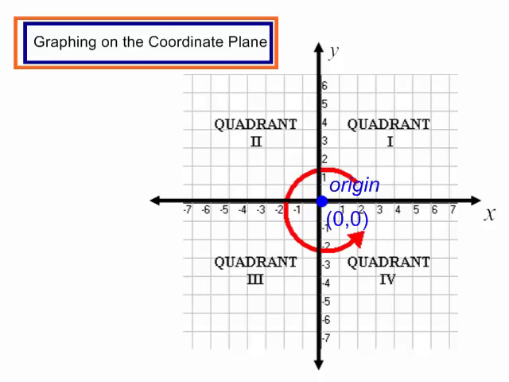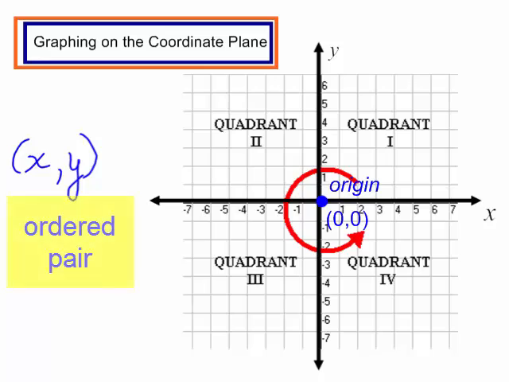Whenever you plot a point, you always begin at the origin, and the first coordinate is the x. And if the x is positive, you will go right. If it is negative, you will go left. The second coordinate is the y. And if the y is positive, you will go up. If the y is negative, you will go down. Then you will plot your point. This is called an ordered pair.